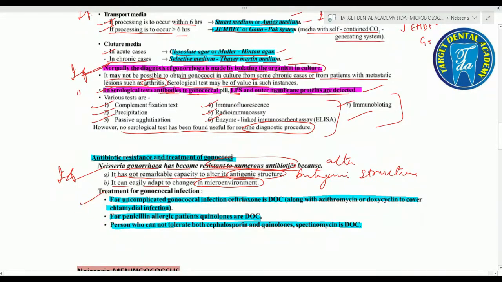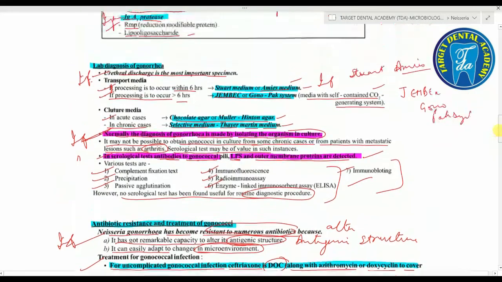For the treatment of uncomplicated gonococcal infection, ceftriaxone is the drug of choice, along with azithromycin and doxycycline to cover chlamydial infection. For penicillin-allergic patients, you can give quinolones as the drug of choice. For a patient who cannot tolerate both the cephalosporins and the quinolones, spectinomycin is the drug of choice. So guys, this is all about the gonococci.